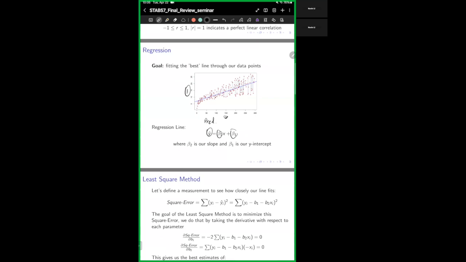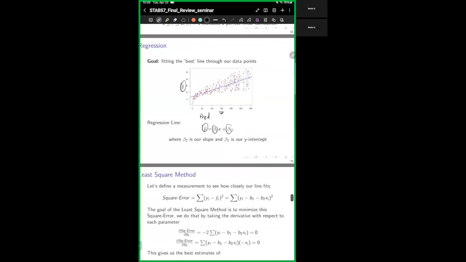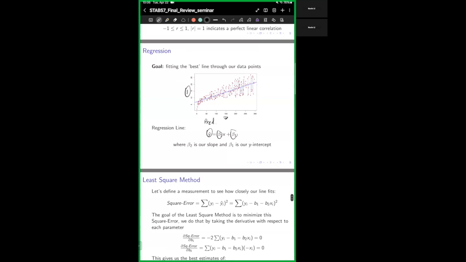We can square it, so the distances become positive, and then we sum them all together. This gives us an estimation of how good or bad our line fits the data. In this case, the squared error is as follows: the sum of (yi minus y hat i) squared, which is equivalently the sum of (yi minus b1 minus b2 xi) squared. This gives us our squared error.